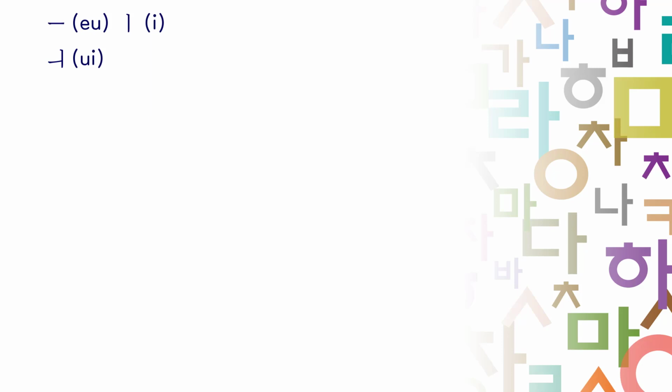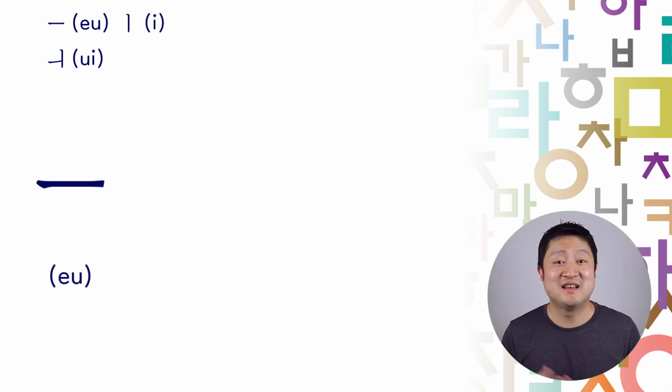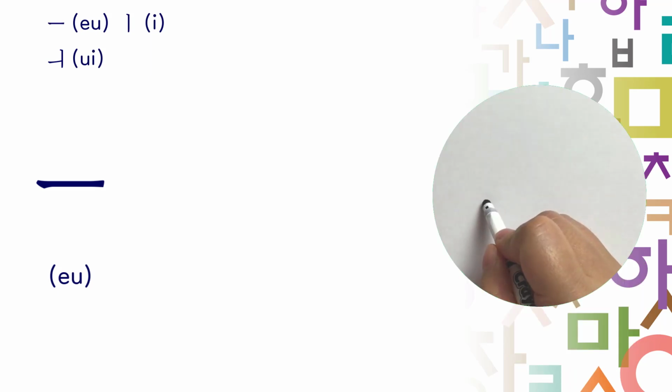Okay, then let's now look at the last two basic vowels and the complex vowel formed by joining these basic vowels. First, is a unique vowel in Korean. It's not a vowel sound that exists in English, but this sound is produced with your lips open sideways. It is written like this.